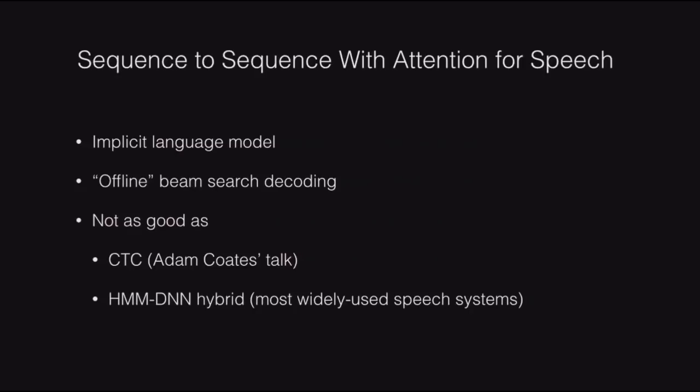Now, also, I have to mention that in translation, the sequence with attention works great. It's among the state of the art. But when it comes to speech, it doesn't work as well as CTC, at least in published results. We're not as good as CTC, which is what Adam talked about earlier, or some of the HMM-DNN hybrid, which is the most widely used speech system currently. So I want to pause there, and then I can take questions.